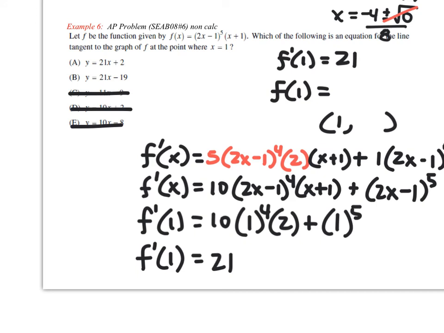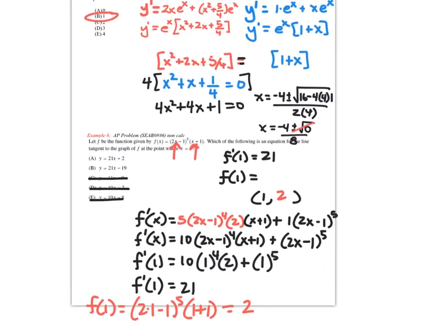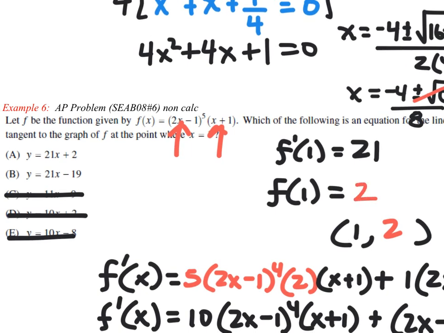Now I just need f of 1. So f of 1 will equal 2 times 1 minus 1 to the 5th times 1 plus 1. All I did was plug in a 1 for x here and here. So that looks like it'll be, let's see, 2 minus 1, 1 to the 5th times 2 is 2. So now I got to do a little bit more work here. I know this point, I know that slope. Now I just got to plug it into point-slope form.